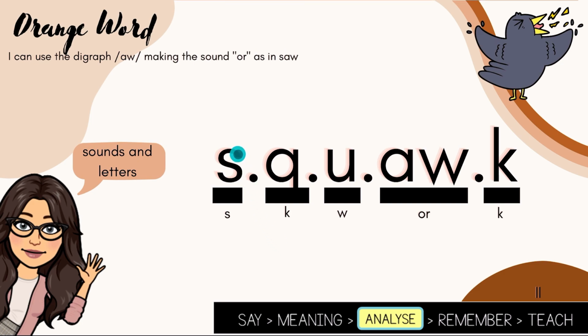Okay, so let's look at the letters that we have in squawk. We have S, Q, U, A, W, K. S, Q, U, A, W, K. Squawk.